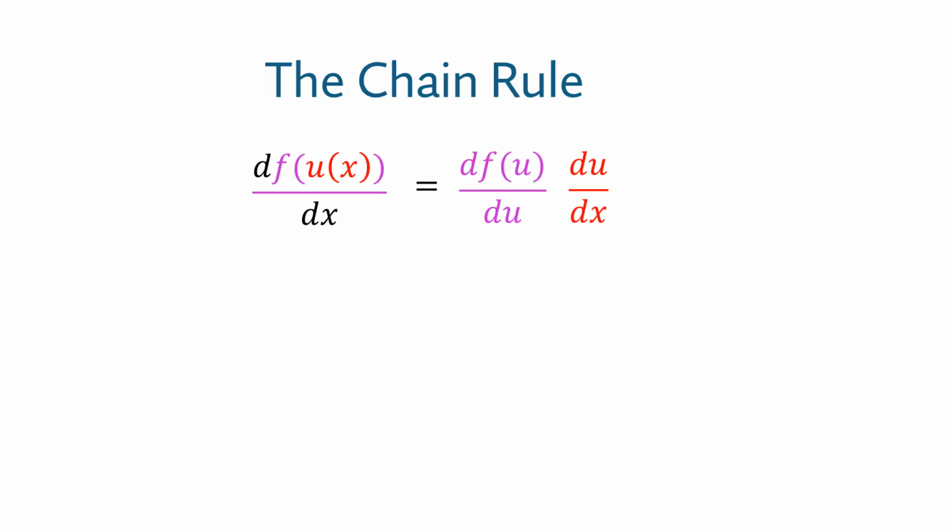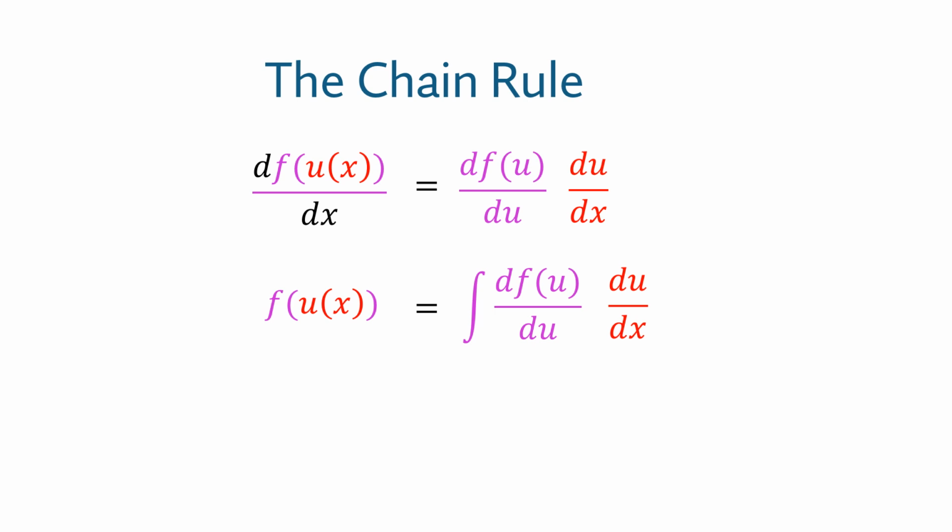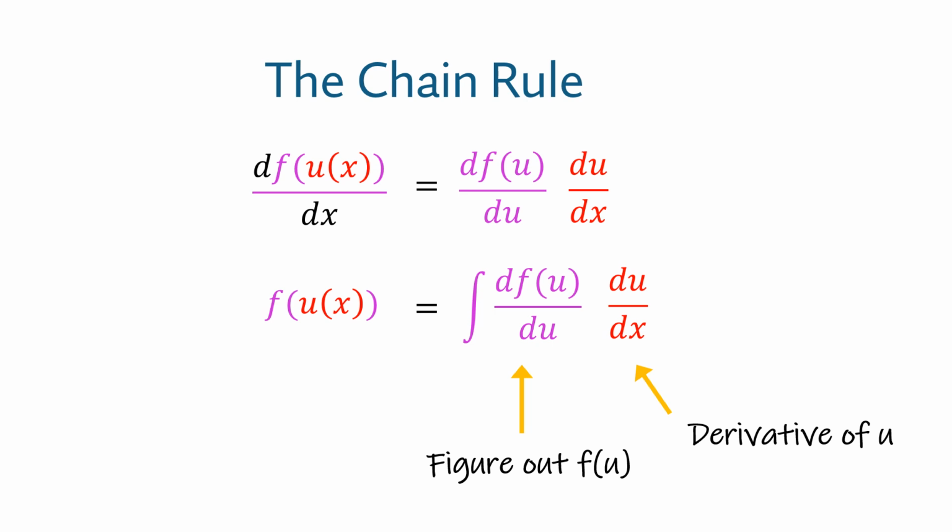So if we look at the chain rule, we have this derivative that was found by using the chain rule, and we want to figure out what the original function is. So we're taking the integral of that derivative. And so it's important to figure out what this outer function is with a u and where this derivative of u is. That can help us get to where we can integrate it and find the antiderivative of f of u.